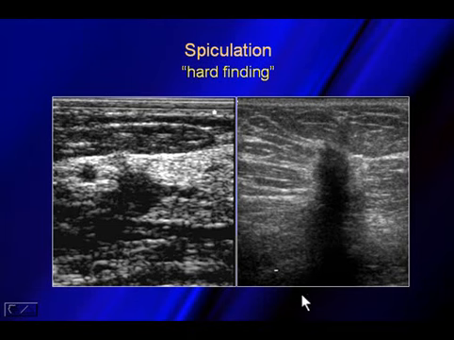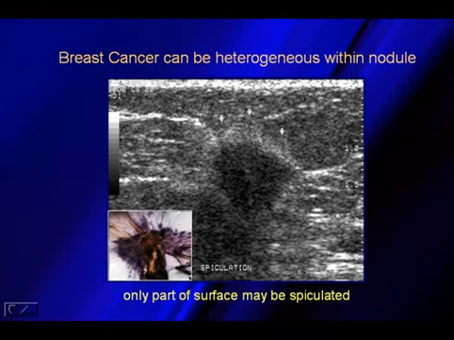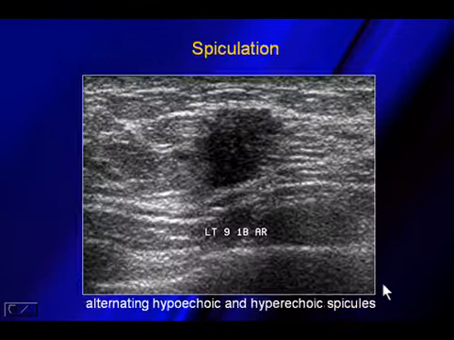So since we have the fatty background, we can see echogenic spiculations versus the hypoechoic ones when we have the bright background. Because of the heterogeneity of breast cancer, sometimes only a certain surface of the lesion may have spiculations, and here we can see spiculations on the anterior surface and it appears a little bit more like a thick halo around the lateral side of it.